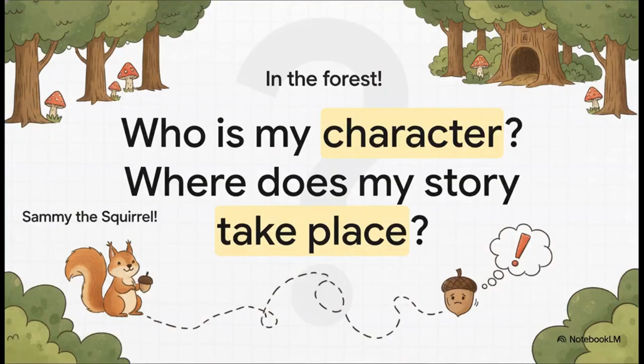And here's a key move. Even while you're modeling, you've got to keep their brains turned on. A quick check for understanding is perfect. You can ask the whole group, "Who's my character?" and hear them all shout back, "Sammy the squirrel." It's a fast way to make sure they're with you before you move on.